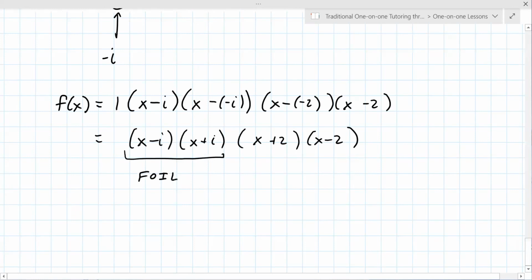First, outer, inner, last. It looks like the following: x squared plus xi. The order doesn't matter. If you want to go ix or xi, it does not matter. Minus xi. You should keep the order though. Like if you go ix, then do the minus ix here. Minus i squared.